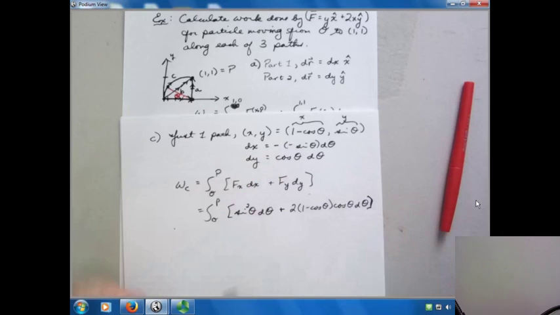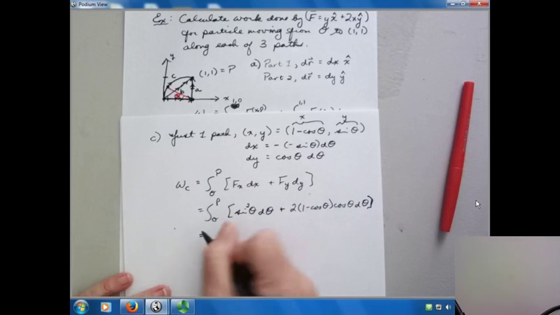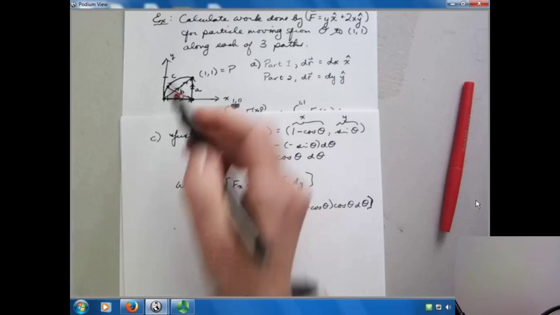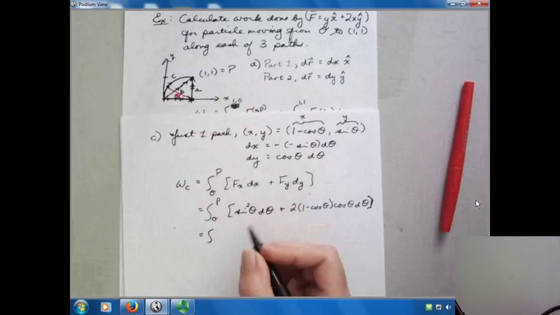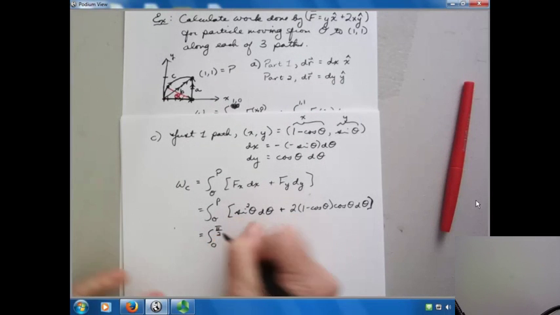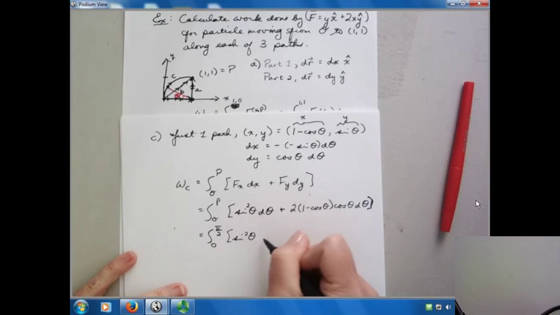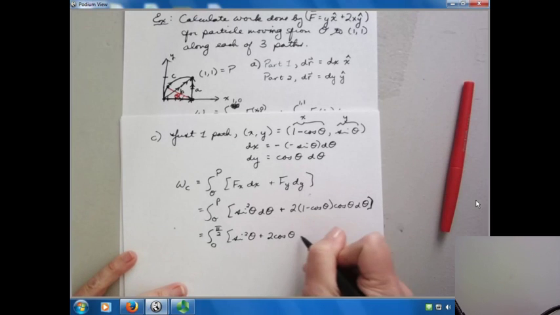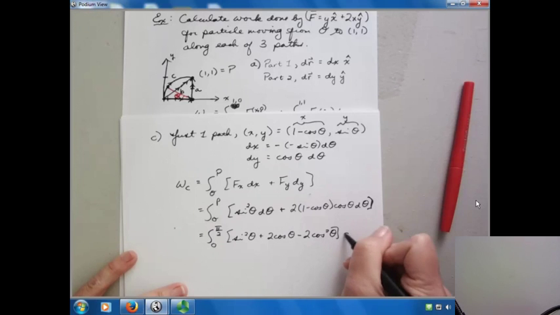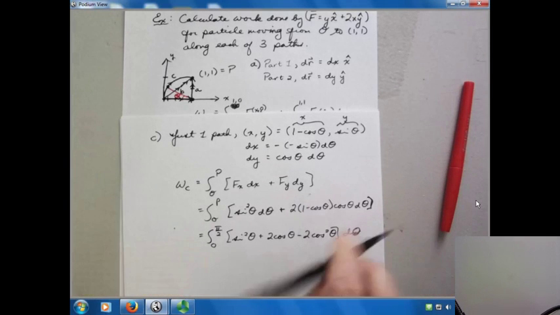So now I've gotten this path integral down to the form of just a single variable integral. And now I have to think about my limits on theta. In order to travel along my path from my origin to P, theta has to go from 0 to pi over 2. And now I've got sine squared theta plus 2 cosine theta minus 2 cosine squared theta d theta.